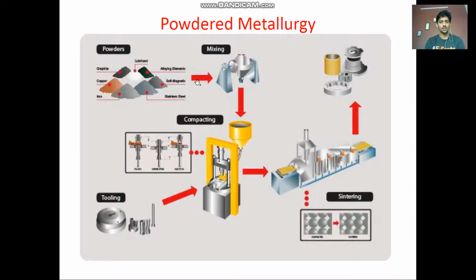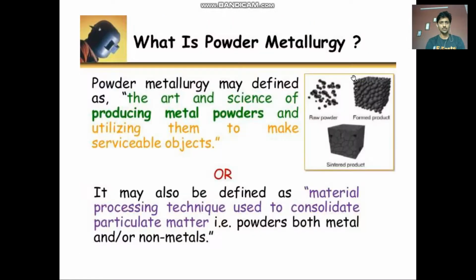So initially the powders are created and mixed in a certain proportion, then compacted using a machine. They use certain tools to give the proper shape, then they sinter to give a proper bond between the powders, and then that solidifies into a single product. This is nothing but the powder metallurgy process.